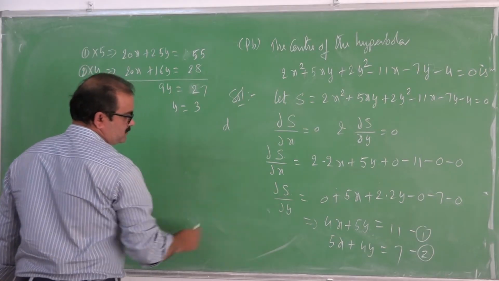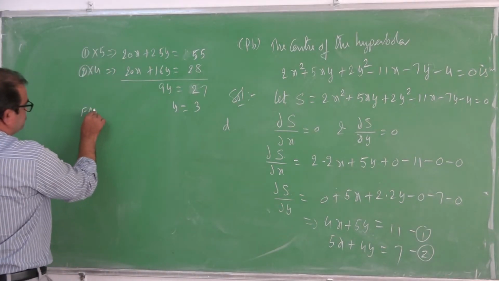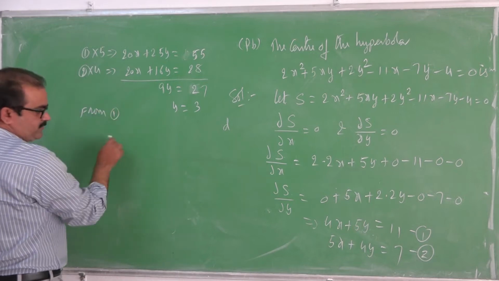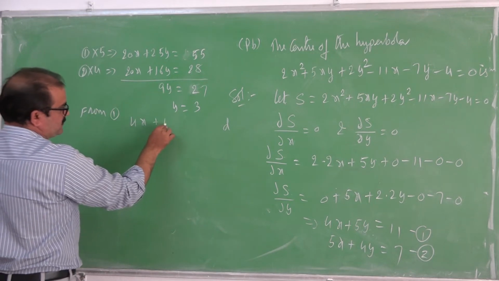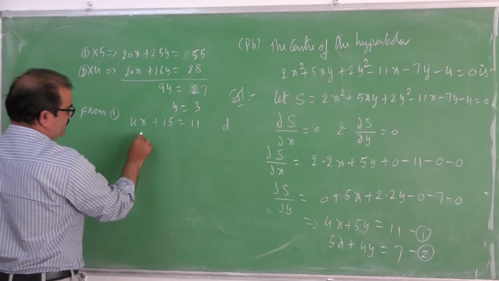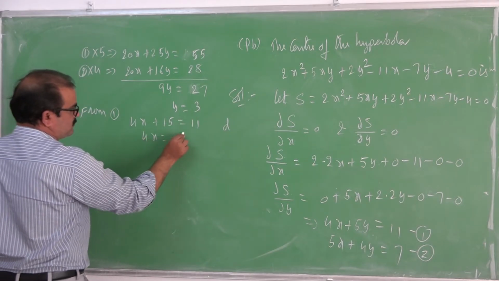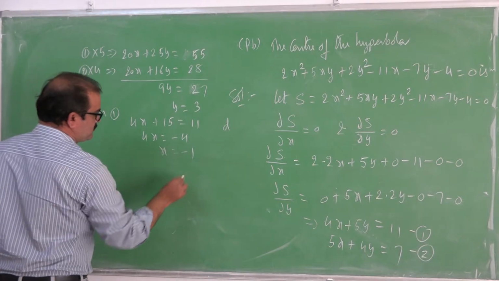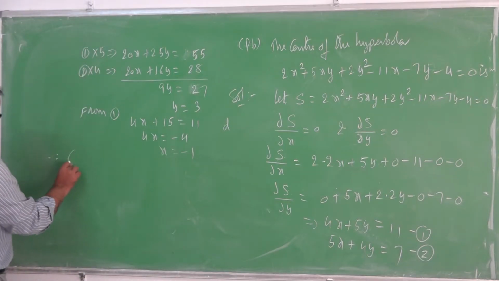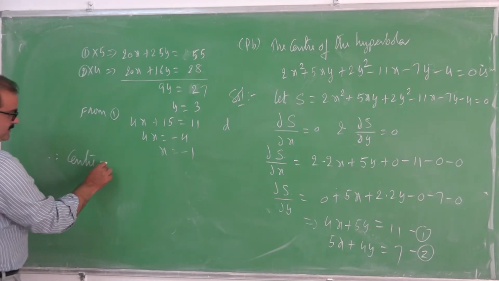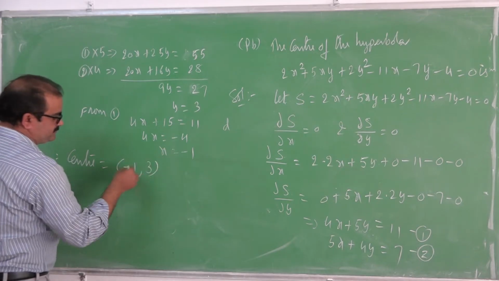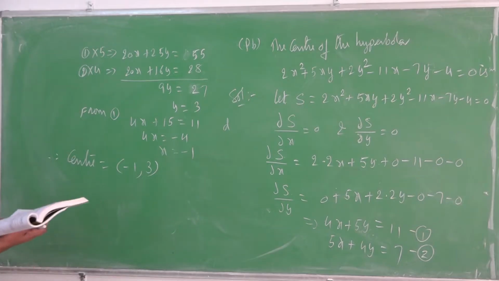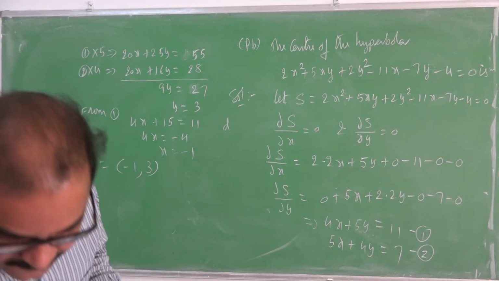Substitute y value in equation 1. From equation 1, 4x plus 5y, 5 into 3, 15 is equal to 11. 4x is equal to minus 4, x is equal to minus 1. Therefore, center is equal to minus 1 comma 3. This way we can find center of any hyperbola.